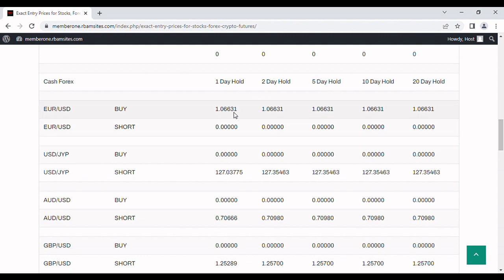All of these prices that you see on here, these entry prices, come from RBAMResearch.com trading algorithms. They're generated every day before 7 a.m. and you can get them for free. We'll tell you how to do that in a minute.